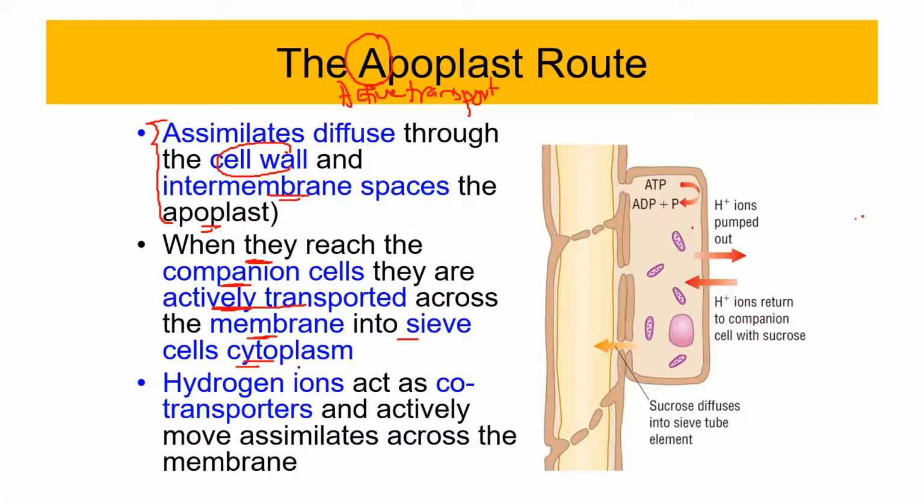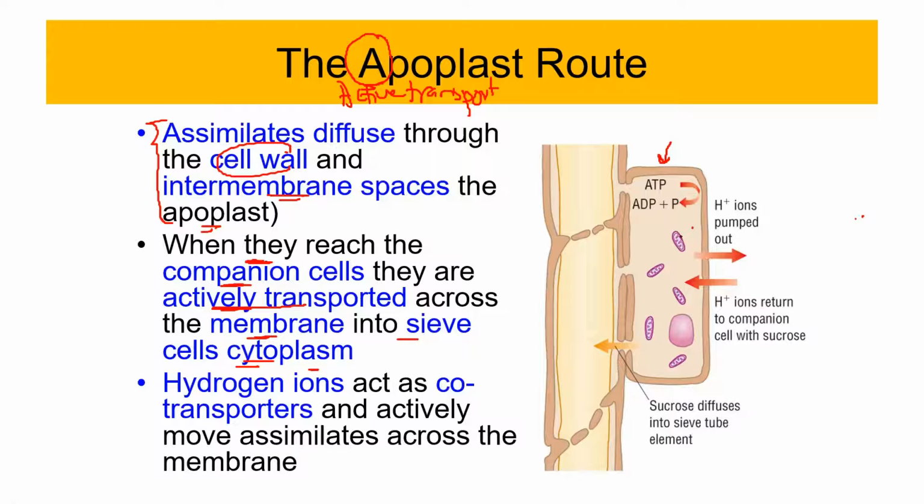Okay, how it is happening. Okay, so जब वो companion cells में जाते हैं, ठीक है, so they're actively transported across the membrane into the sieve cell cytoplasm. So let's see how it is happening. So you will have to focus on the companion cells at the moment here.